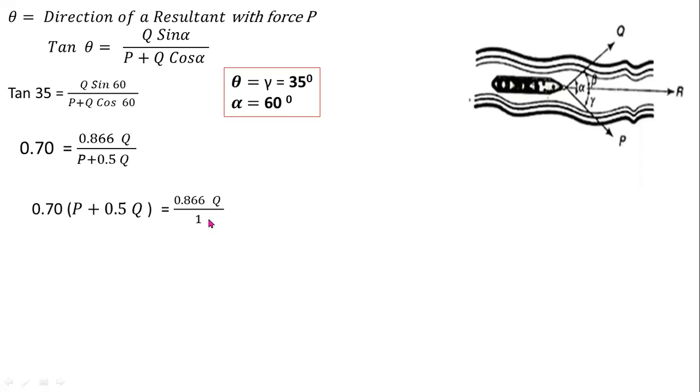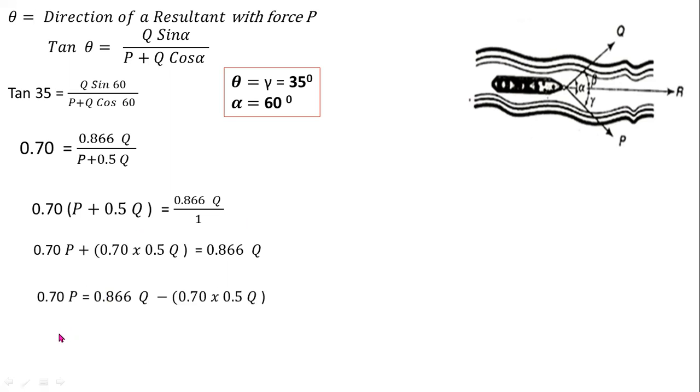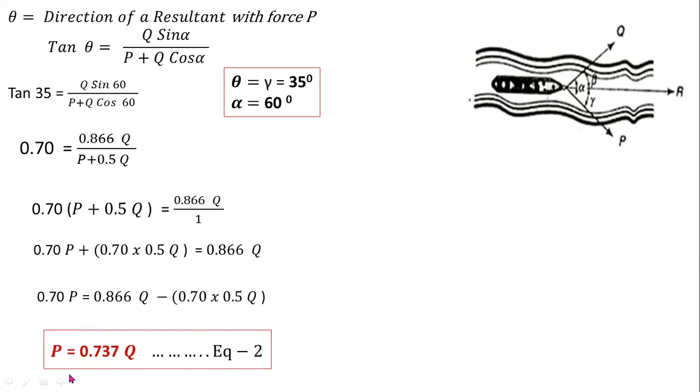Here we can observe P and Q both are unknowns. So for determining the value of P or Q, first you have to resolve like this. Finally you get equation 2, that is force P equal to 0.737 Q. This is equation number 2.